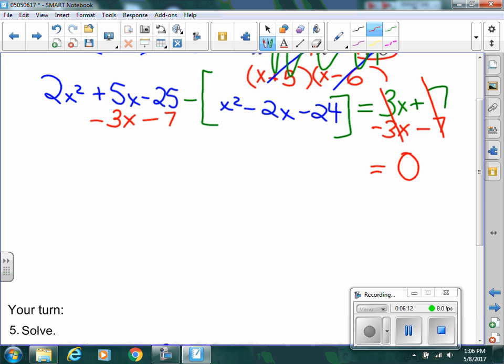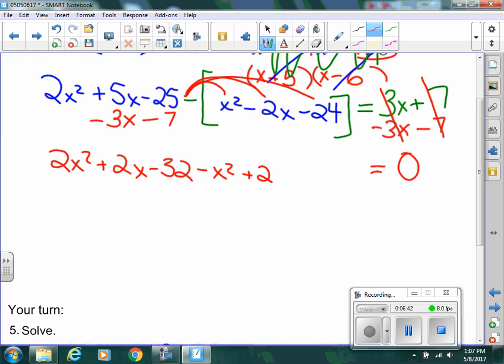And while I write this out again, I'm also going to distribute this negative sign to everything inside. So everything inside the green brackets will change sign because of that negative sign out in front, right? Okay. All right, so let's write this again. We have 2x squared. 2x squared. 5 take away 3 is 2x. Negative 25, negative 7, that's negative 32. I have a negative x squared now. I have a positive 2x. I have a positive 24. And it's all equal to 0.